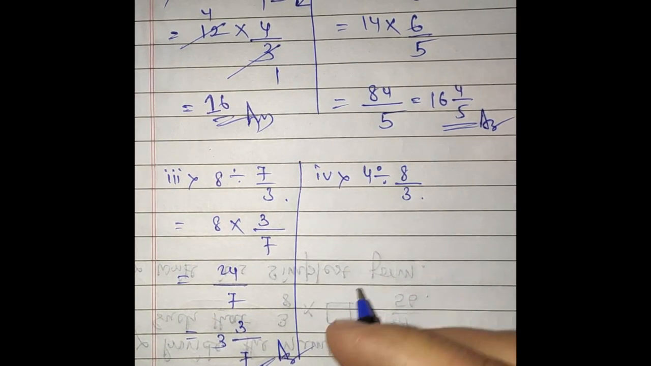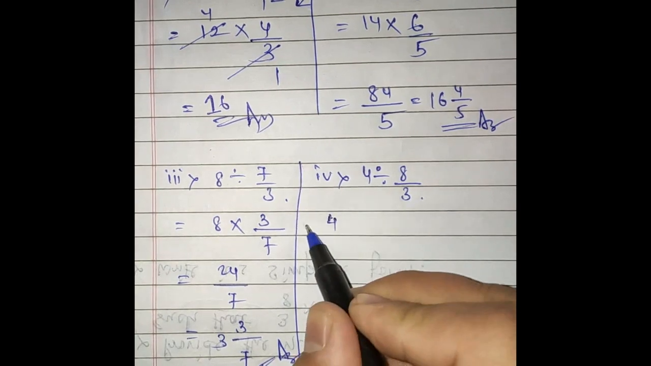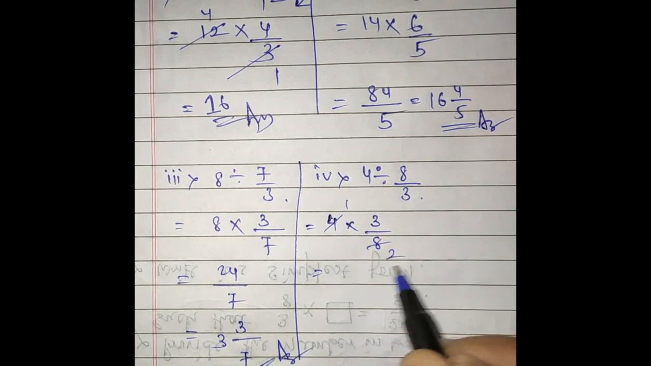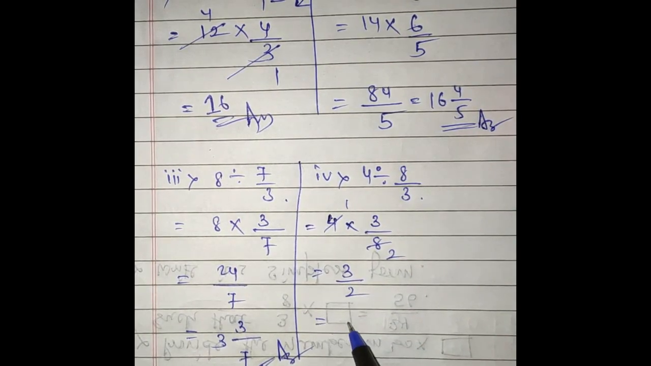So the next question is question number 4. 4 into 3 by 8. 4 1s are 4, 4 2s are 8. We can write 3 by 2, or 1 whole 1 by 2. 2 1s are 2, 2 plus 1 is 3. So we can write like this, right?